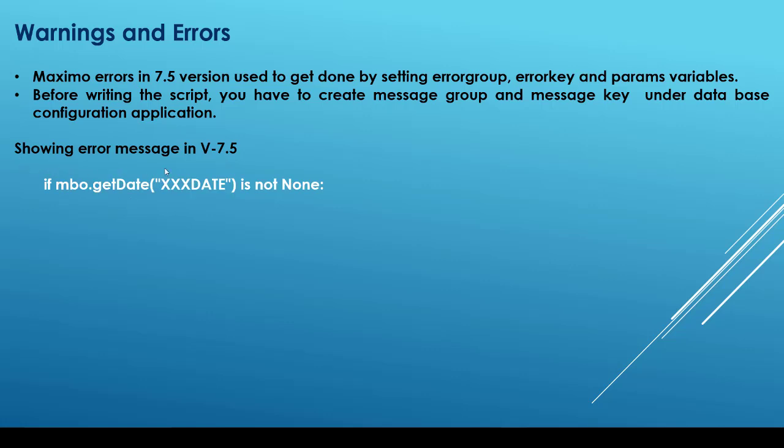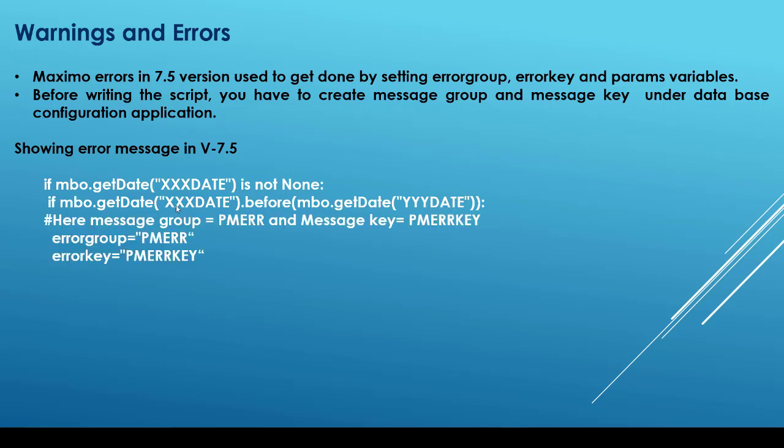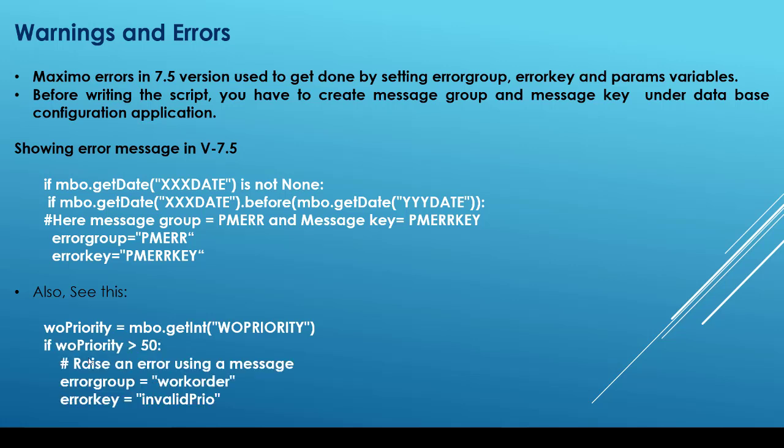So showing an error message in version 7.5 was like this. This is an example: if MBO is not None, and before MBO get date, here we set our error group and error key. This is another example: if work priority, after getting this integer, is greater than 15, you could set this error group and error key. This is for version 7.5.